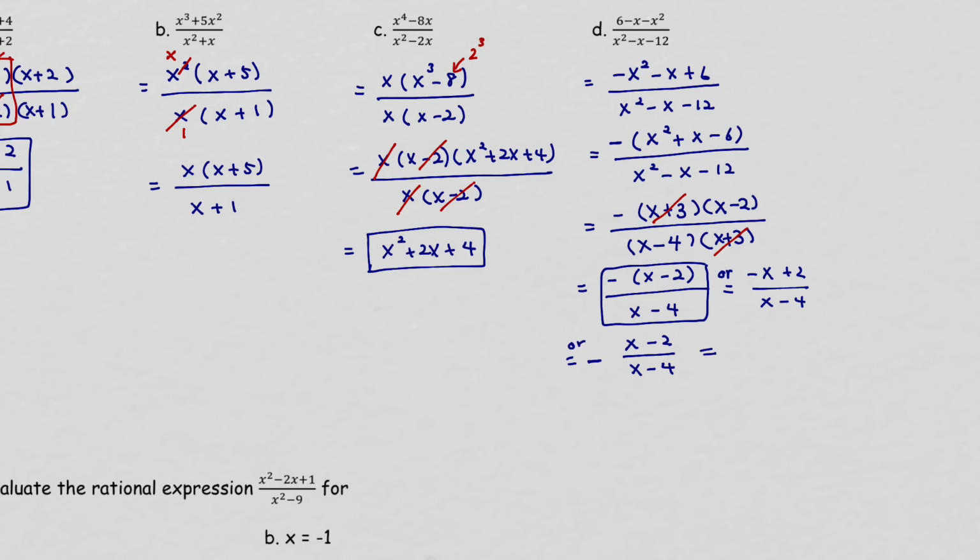You can also distribute that negative on the denominator if you want to. Right? So it will be x minus 2 over negative x plus 4. These are all the same solutions, depending on where you put this negative, right? Negative in the numerator, or negative distributed in the numerator, negative in front of the fraction, negative on the denominator, right? It will give you all the same.